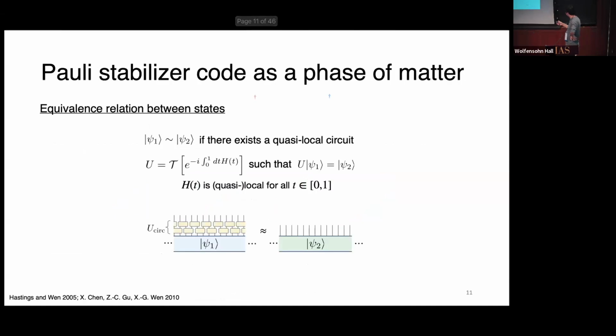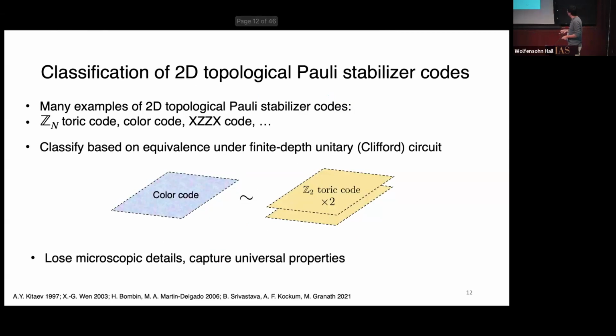So I guess I skipped this line. This finite evolution can be generated by evolving with the local, quasi-local Hamiltonian for a finite time. I think Frank touched upon this in his talk too. Okay, so this kind of classification based on local equivalence, finite depth unitary equivalence, allows us to think about the properties that are insensitive to microscopic details.